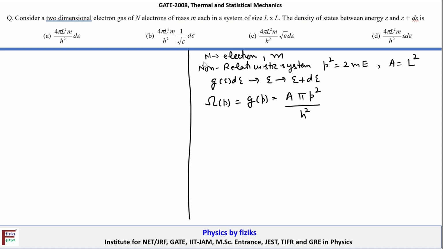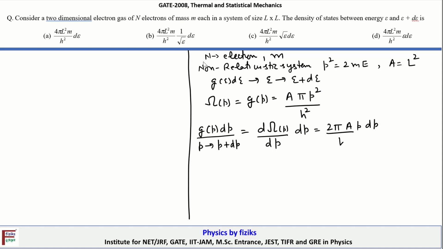So from here we can determine g(P) dP, the number of states with momentum P to P plus dP. So this denotes the number of states from P to P plus dP, and that is equal to d omega P by dP times dP. And this is equal to 2 pi A P dP upon h square. Let's call this equation 1.